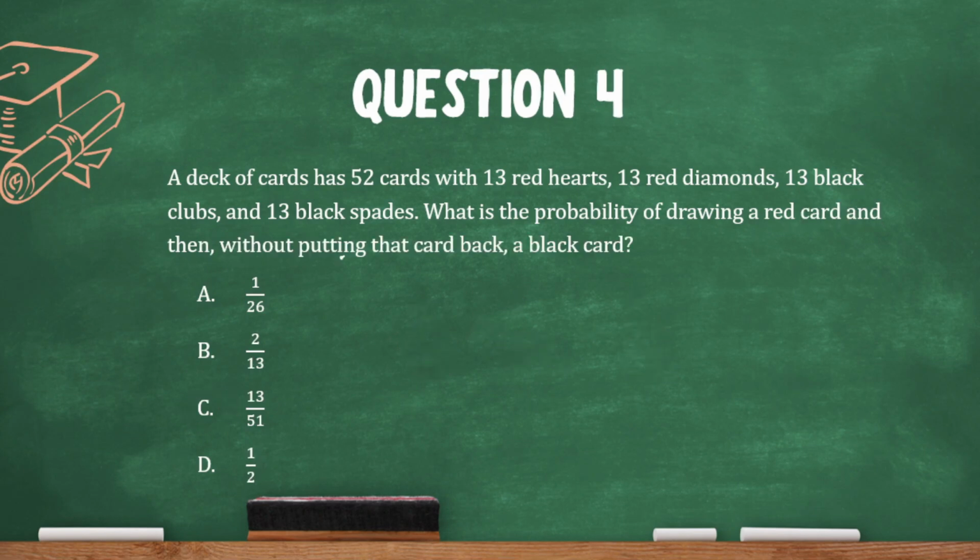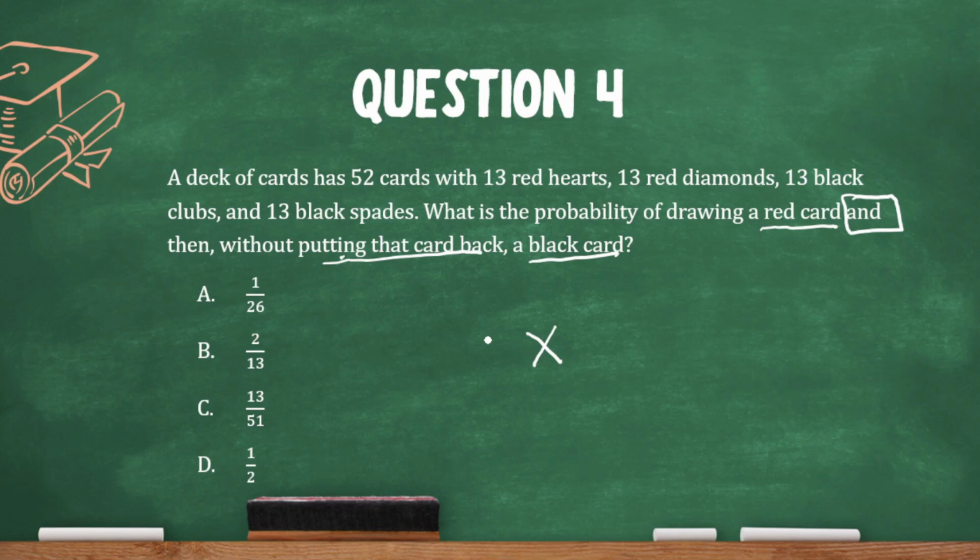Number 4, we've got the same deck of cards one last time, and we want to know the probability of drawing a red card and, without putting that card back, this is important, and then a black card. So we had or before, now we have and. If we want both events to happen, we have to multiply those probabilities.